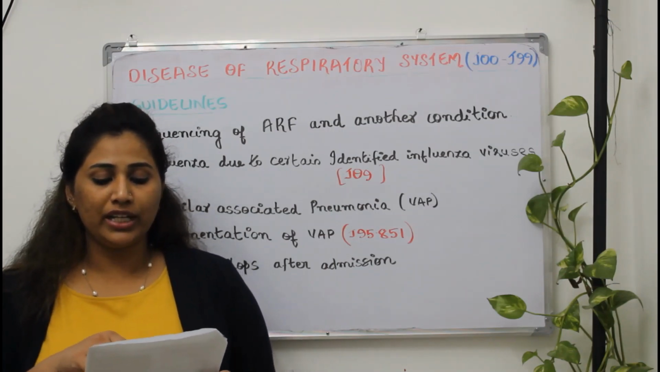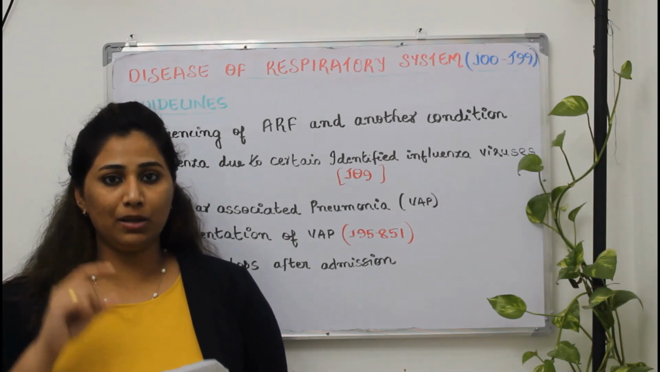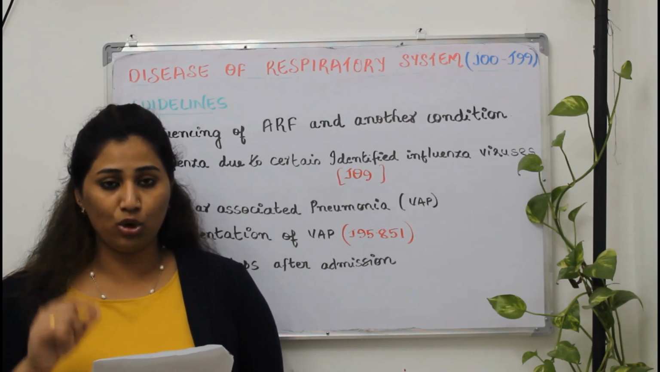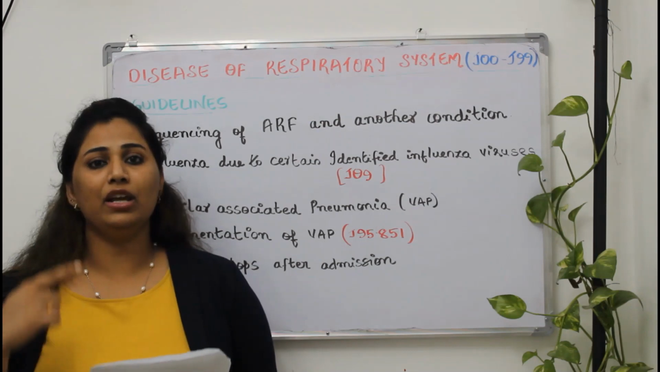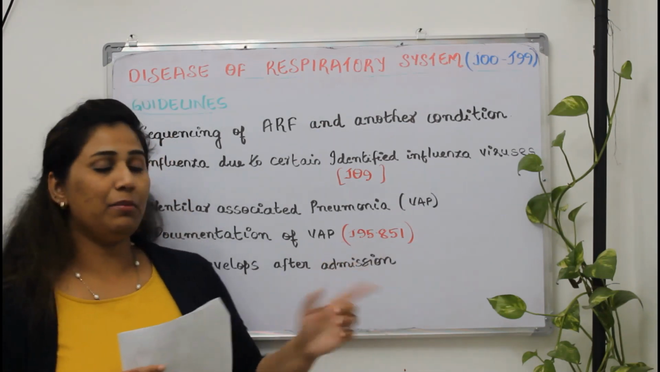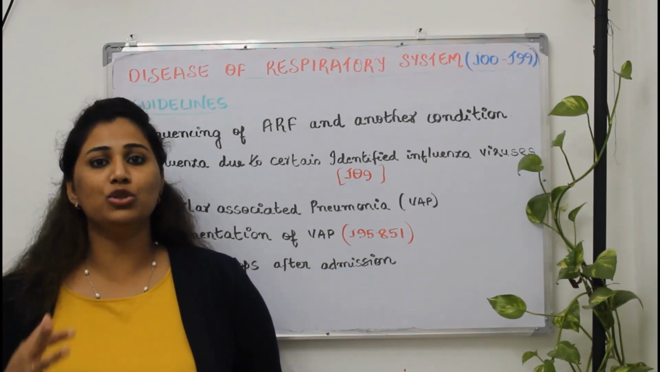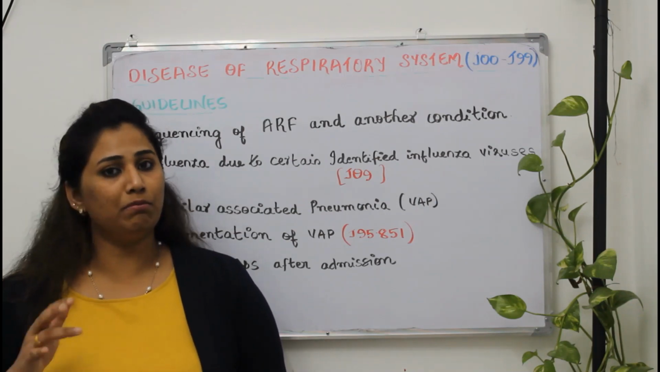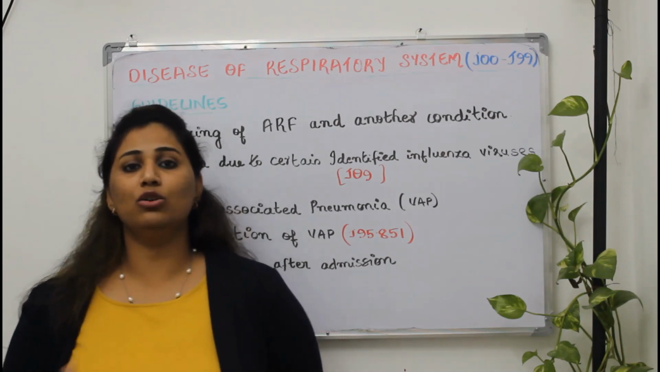So in this, if the patient is coming with pneumonia, your primary code will be pneumonia related to Klebsiella. As the scenario says Klebsiella, your code will be J15.0, and the secondary will be VAP, ventilator-associated pneumonia, J95.851, and the third one is superimposed MRSA. So you need to document MRSA also. Your third code will be B95.62.